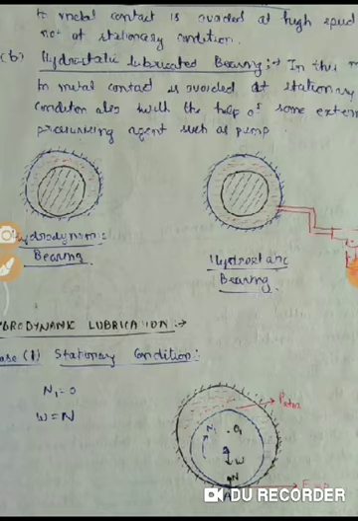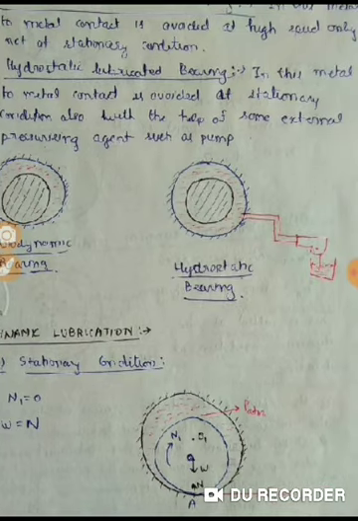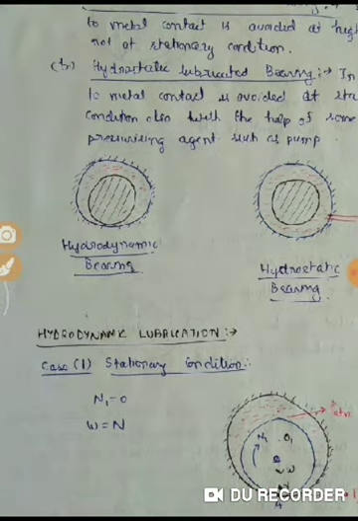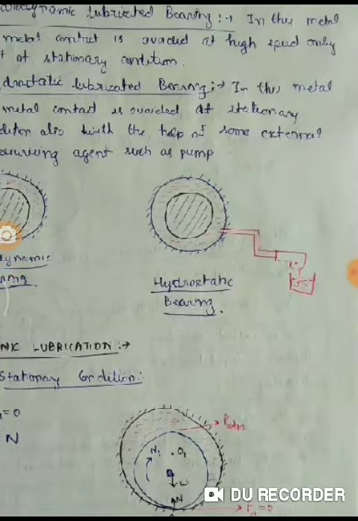Okay. And next is the hydrostatic lubrication. In this lubrication there is no metal to metal contact even at the stationary condition. In hydrodynamic lubrication, there is metal to metal contact between the bearing and the journal at the stationary condition also. But in the hydrostatic bearing, we don't have metal to metal contact, because lubricant is present at higher than atmospheric pressure between the journal and the bearing.